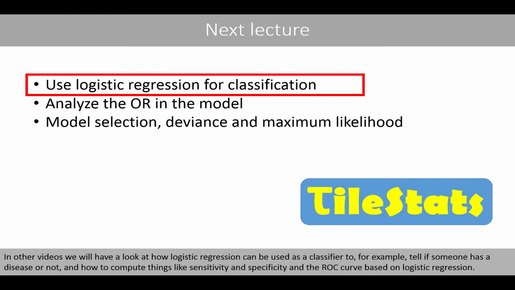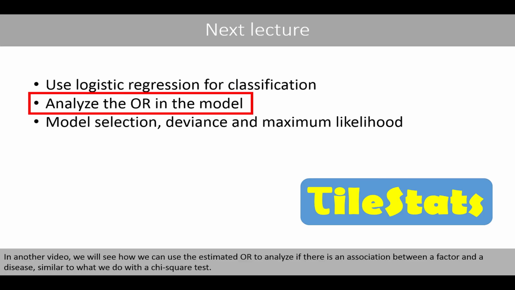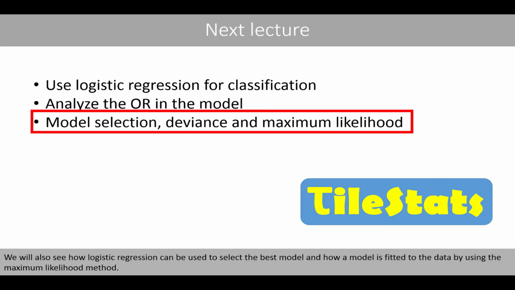In other videos, we'll have a look at how logistic regression can be used as a classifier to, for example, tell if someone has a disease or not, and how to compute things like sensitivity and specificity and ROC curve based on logistic regression. In another video, we'll see how we can use the estimated odds ratio to analyze if there is an association between a factor and a disease, similar to what we do with the chi-square test. We'll also see how logistic regression can be used to select the best model, and how a model is fitted to the data by using the maximum likelihood method.